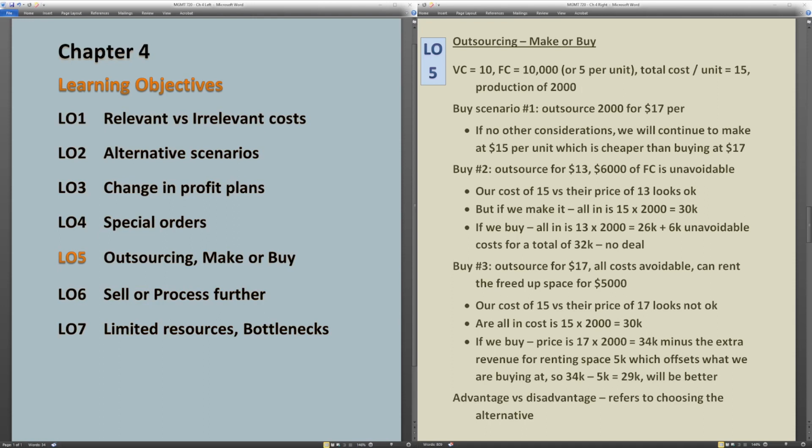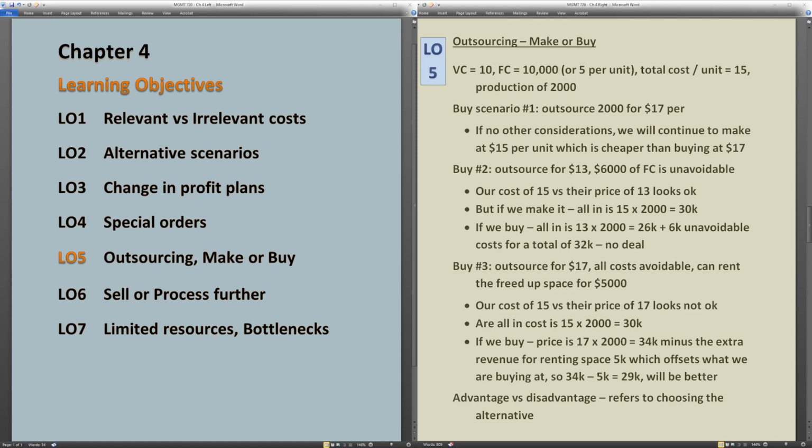Let's look at our next special case, which is outsourcing, or should we make it or should we buy it? Again, I've got a couple of different scenarios showing the base scenario, which is number one, plus a couple of normal complications to the scenario. So let's take a look at the situation. We're producing 2,000 of something, and this is going to be very similar to the last scenario. We have variable cost of 10. Our fixed costs are 10,000, which at a level of production of 2,000 units is $5 per unit, and the total cost per unit is 15.